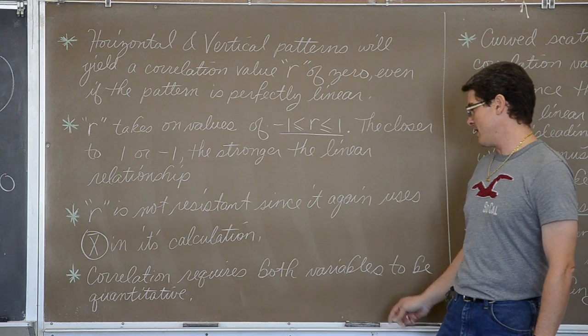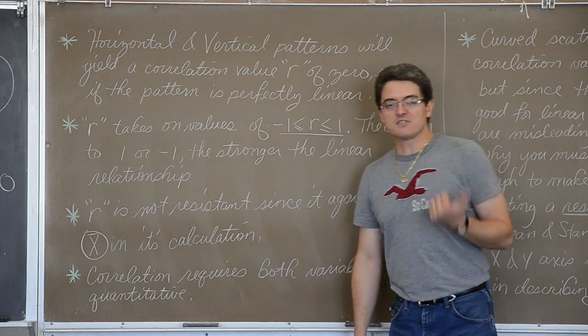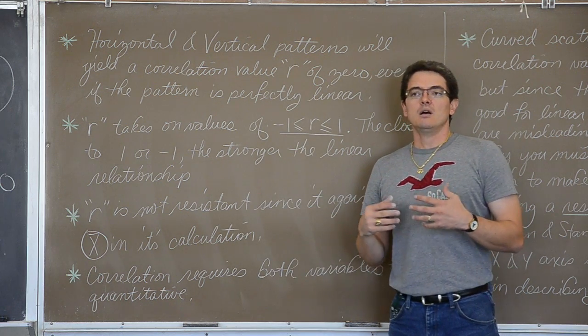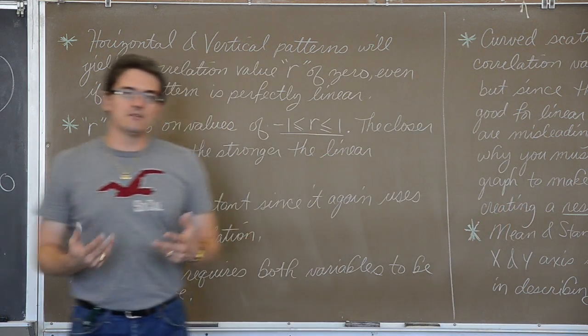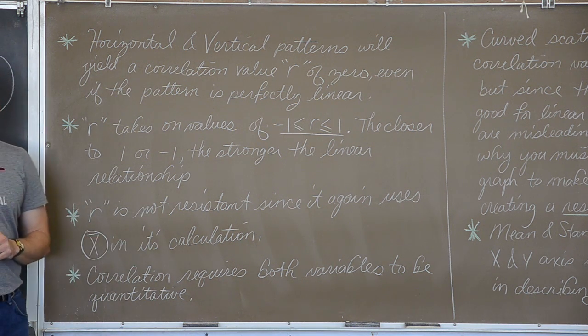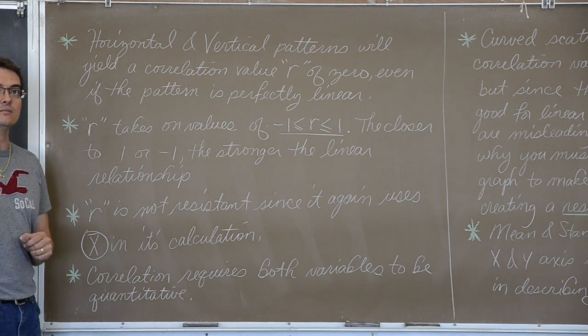And correlation requires both variables to be quantitative. As I talked about in the last video, scatter plots, this is a measurement that you take on scatter plots, are for quantitative data. Both the x and y axis have to be quantitative, so of course the same has to be true when you're working with a math formula and you're calculating R, or correlation.